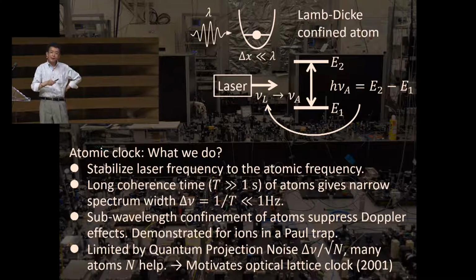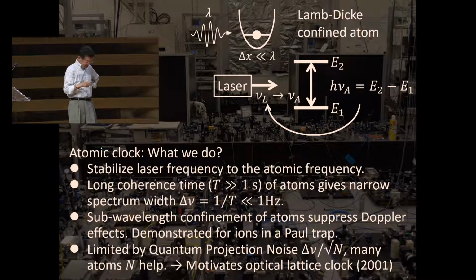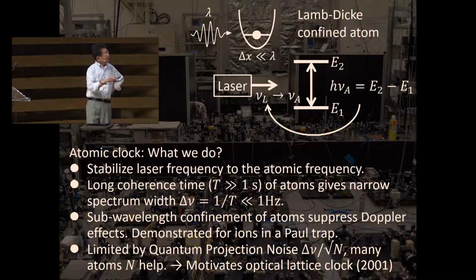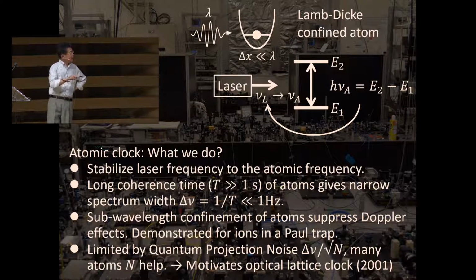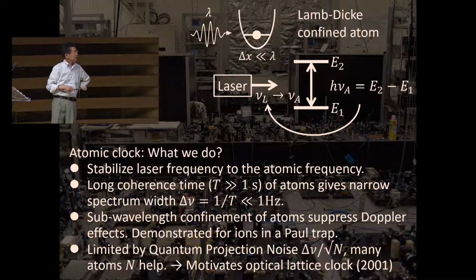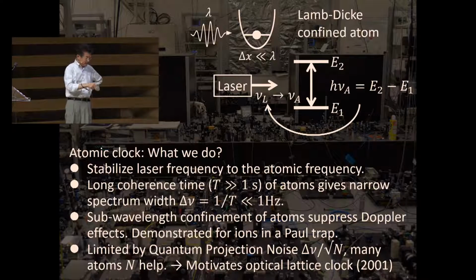And this was demonstrated for the first time for an ion in a Paul trap, as described by Eckhart on Monday. The disadvantage of the ion case is the limited number of ions. They are limited by the quantum projection noise. So this is the motivation why we started the optical lattice clock. If you collect many atoms, then we can measure the time quicker. This is the idea.